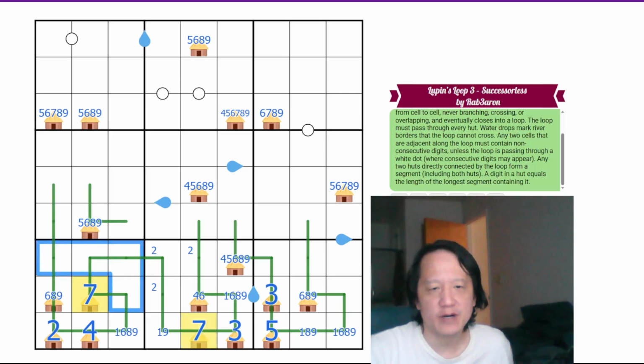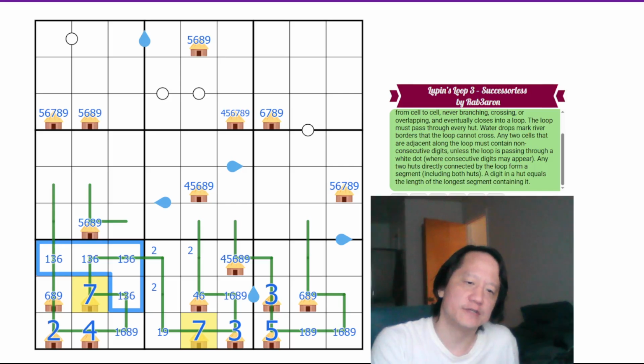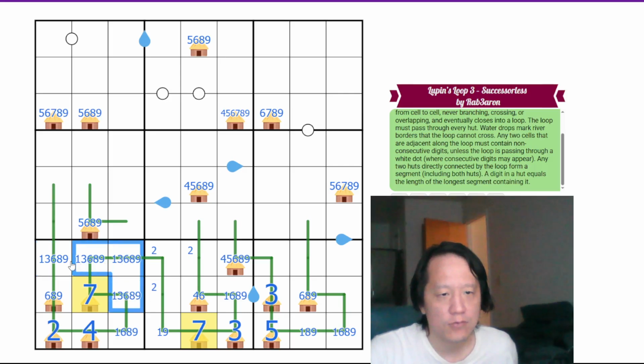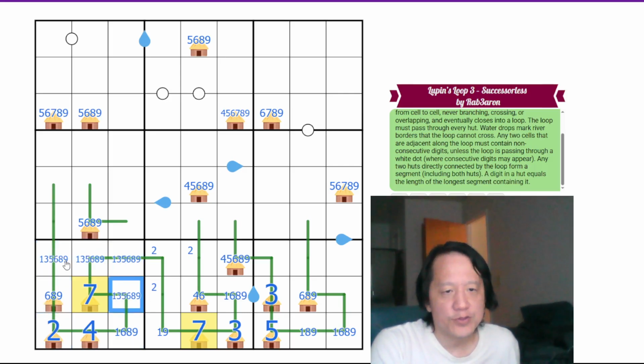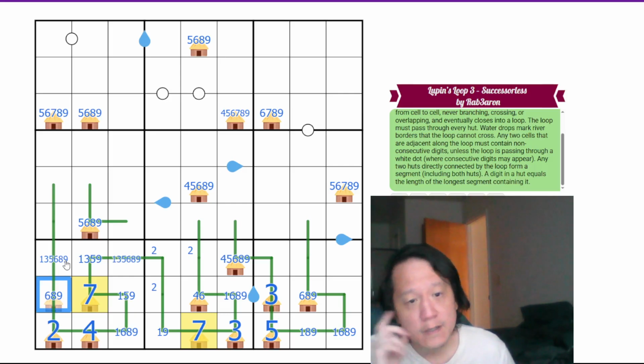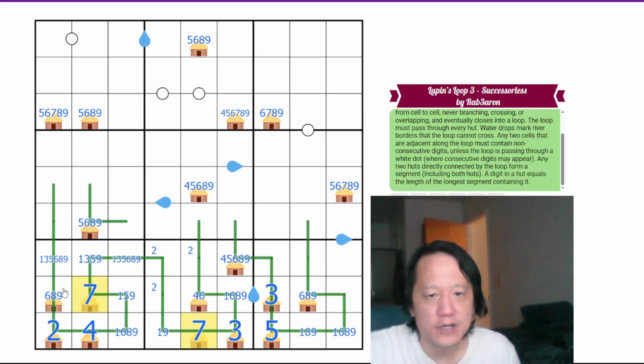Remaining digits of box 7. We have 1, 3, 6, 8, 9, and 5. No 3 here because of 3 in the row. No 6 or 8 here because that's consecutive with 7. So yeah, this could still be 6, 8, or 9 there. You know, 3 is one of those digits there.